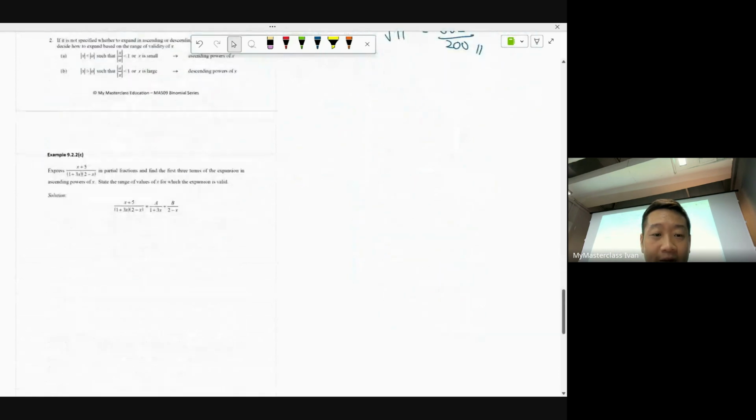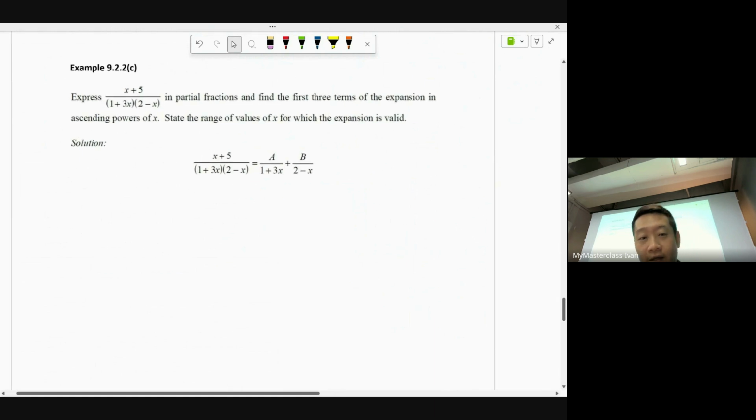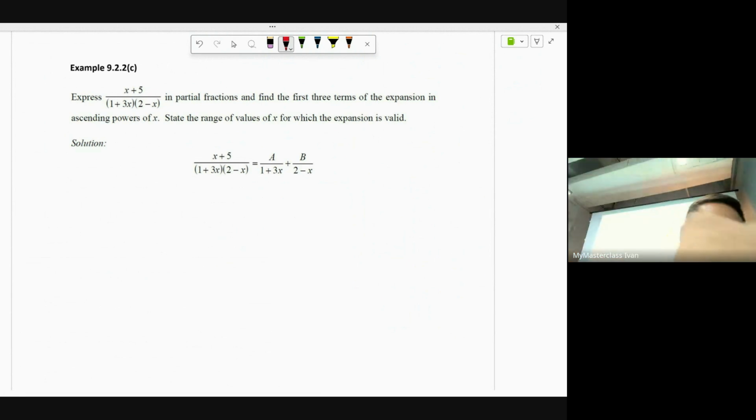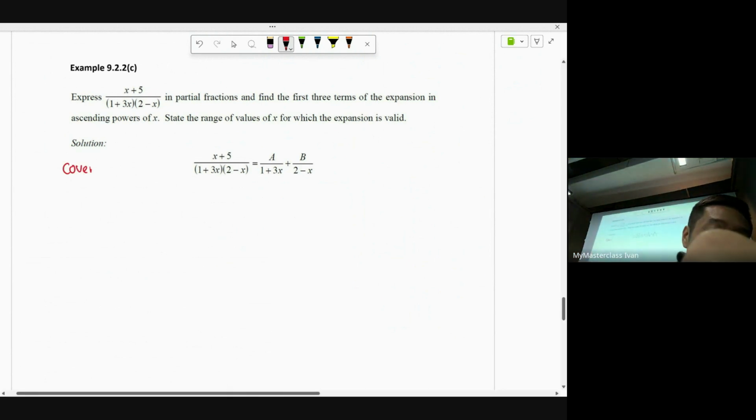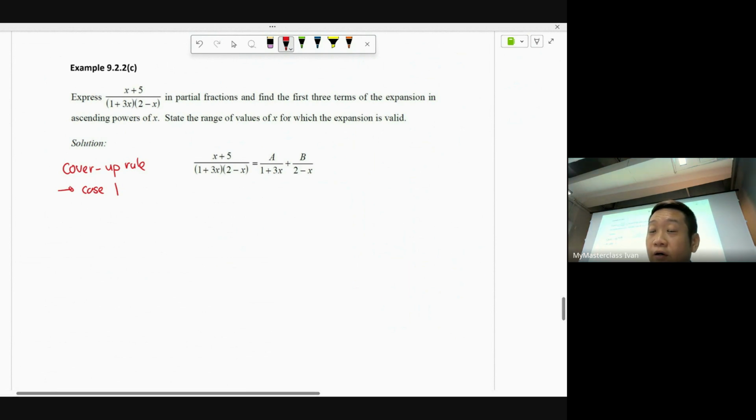The other use of binomial would be in partial fraction. Express this in partial fraction. I'm going to teach you this thing called the cover-up rule. So cover-up rule can only be used for case one. Case one meaning this way. Okay, cover-up rule can only be used for case one.